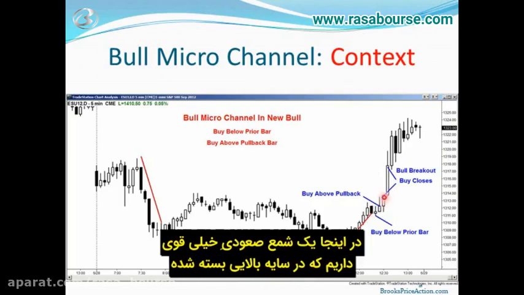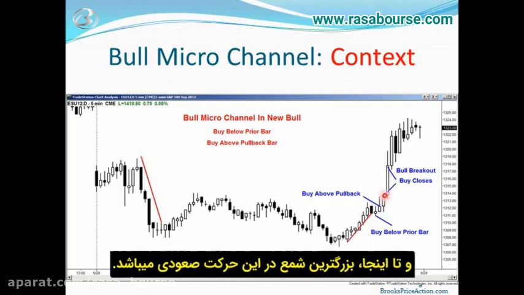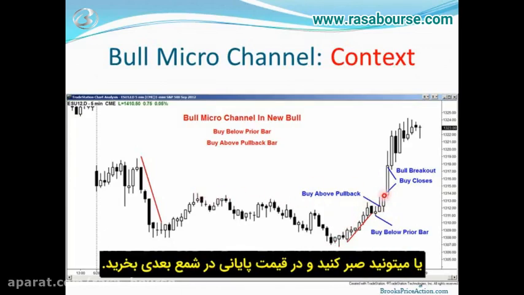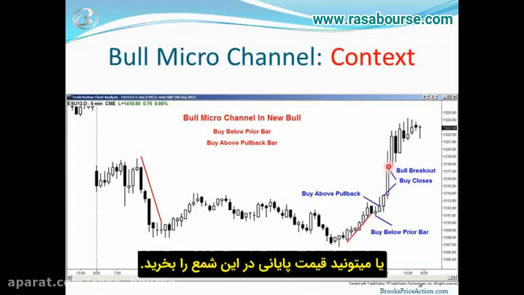Here we have a very strong bull bar closing on its high, the biggest bull bar in the entire rally. We're approaching the top of the trading range. You could buy this close, or you could wait and buy this close, and you could buy this close as well.